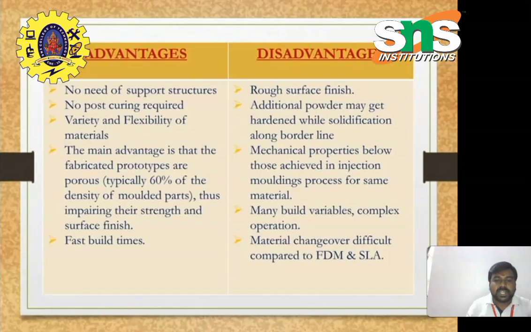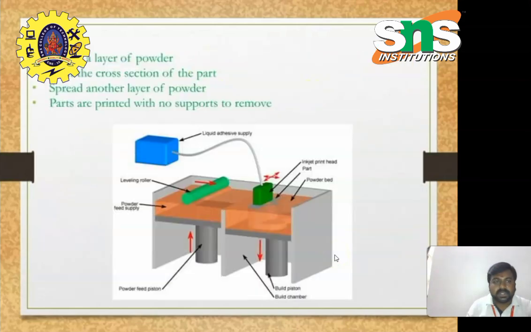And the advantages of selective laser sintering process: no need of support structures, no post curing required, variety and flexibility of materials, fast build times. The main disadvantage is that the fabricated prototypes are porous, typically 60% of the density of model parts, thus impairing their strength and surface finish. And the other disadvantages are rough surface finish, additional powder may get hardened during solidification along the borderline, mechanical properties below those achieved in injection molding process for the same materials, many build variables, complex operations, material changeover difficult compared to the fused deposition modeling and stereolithographic process.